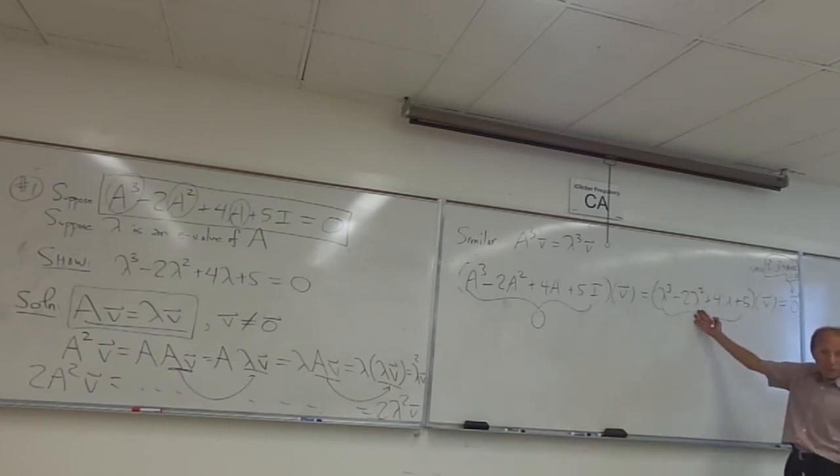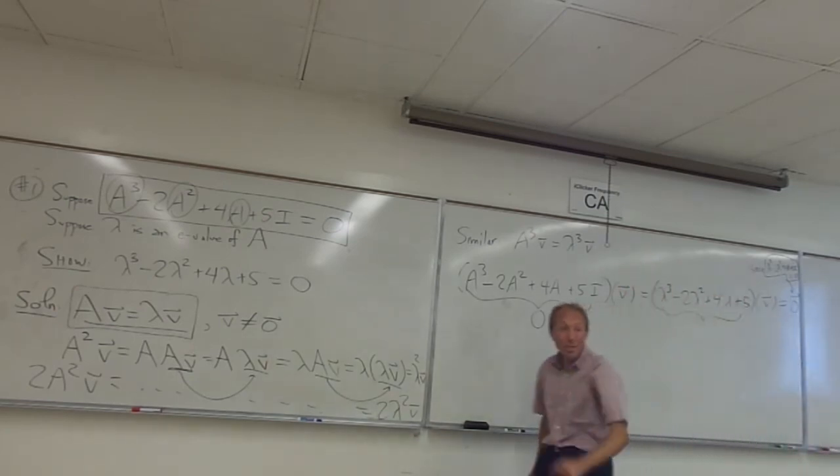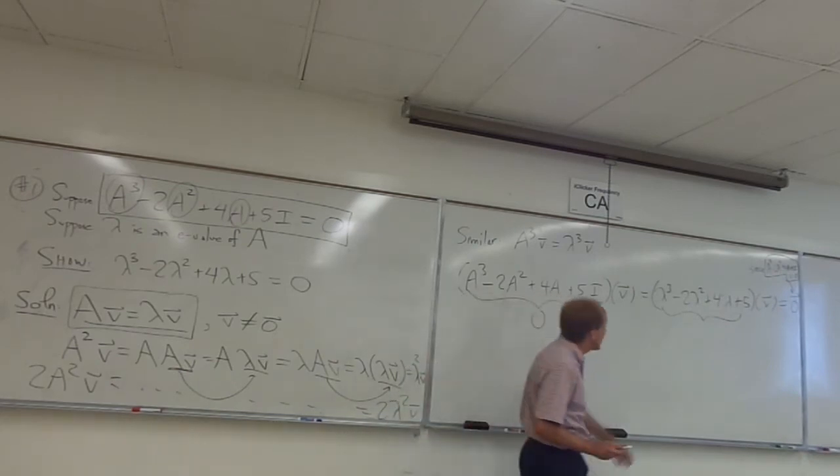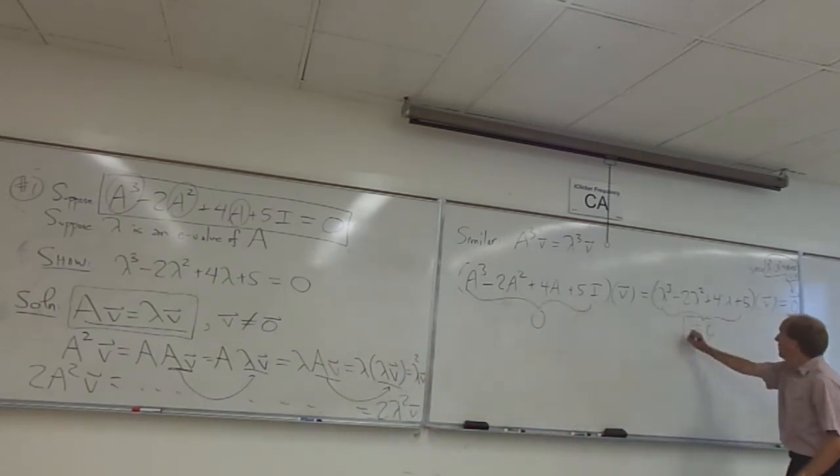Because if this was not 0, guys, and v is not 0, then you're just going to take the non-zero vector and stretch it. It's not going to be 0 yet, right? So this scalar must equal 0. That's the reason.